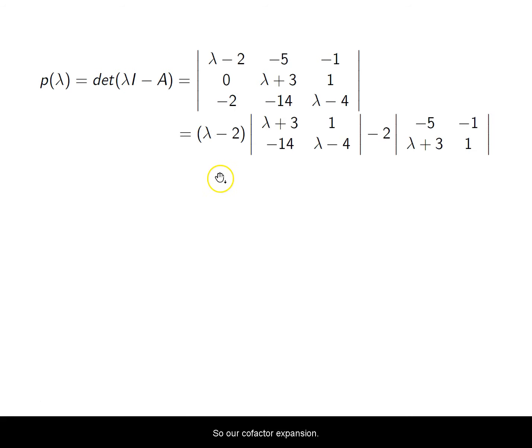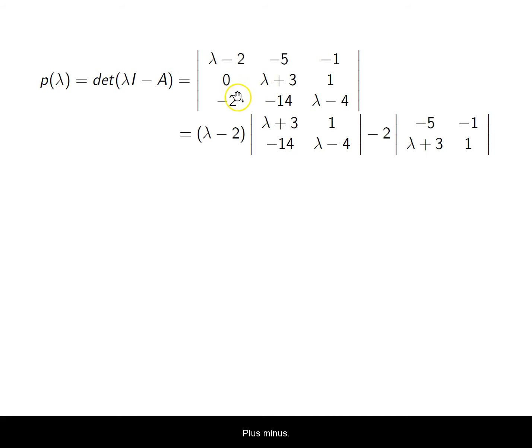So our cofactor expansion down column 1 starts with lambda minus 2. Remember, this row goes away, this column goes away, and this row goes away. So we're left with these 4 entries as the submatrix we have to find the determinant for. So I have lambda plus 3, 1, minus 14, lambda minus 4.